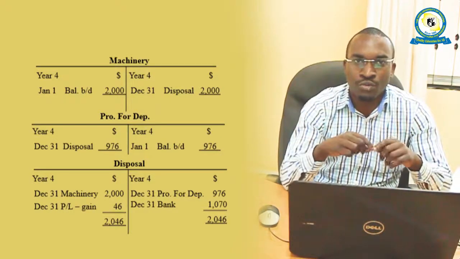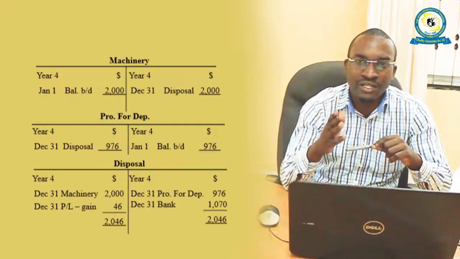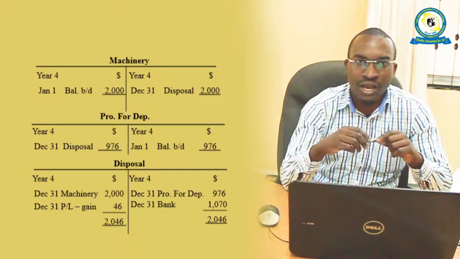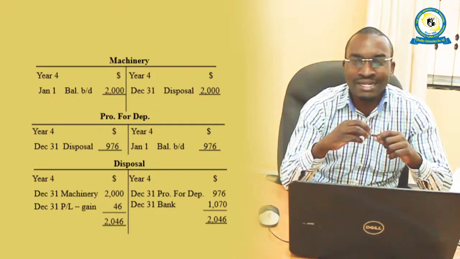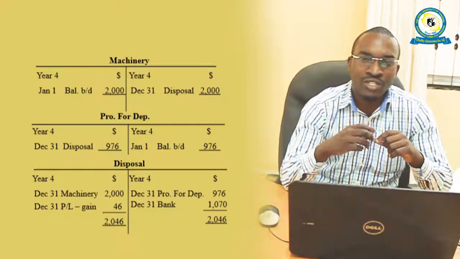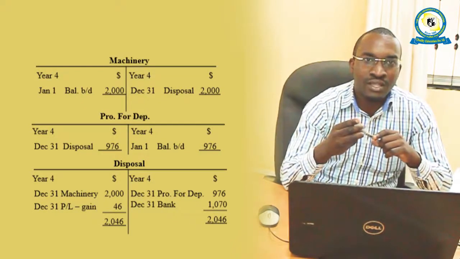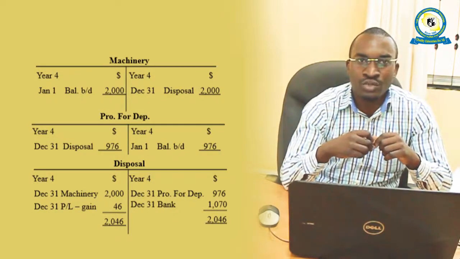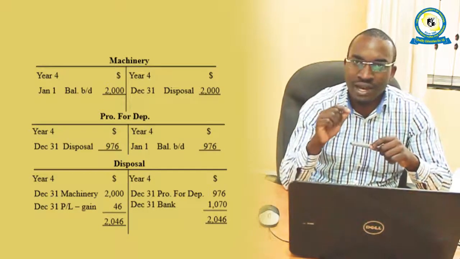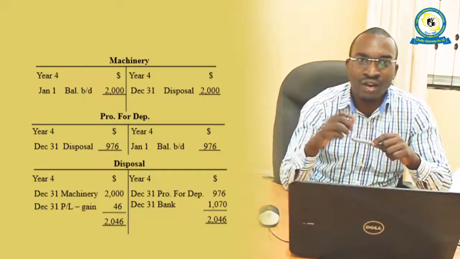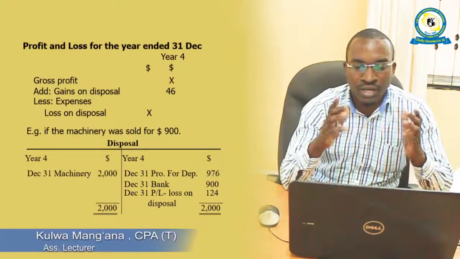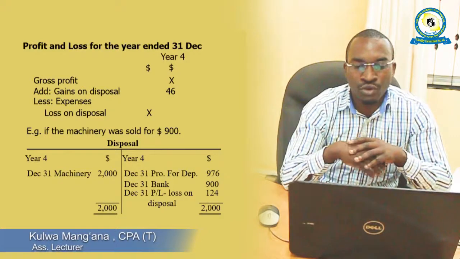So you balance both sides, and then the difference, if it is on the debit side, is a loss. But if it is on the credit side, it is a profit, because profit has a nature of credit and loss has a nature of debit. So here, as you are seeing, we have a difference of 46 that is going to be treated on the P&L account. Here we have debited the disposal account by 46, and this amount is going to be credited to the profit and loss account. So we are going to have a profit at this point. In a nutshell, that is how we account for the disposal account.